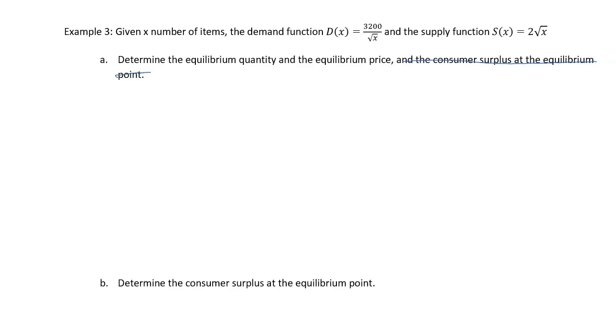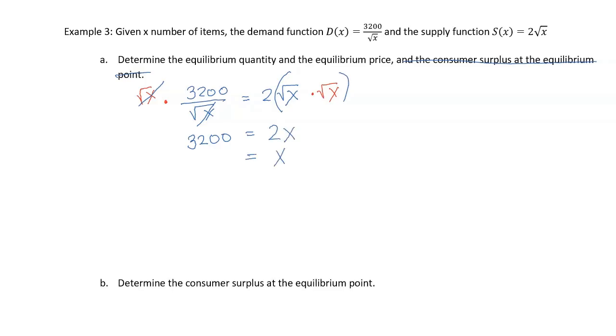I'm going to set the demand function equal to the supply function. Now, initially, this does look a little scary. What we want to do is clear out that fraction in the denominator. And actually, if we multiply the left side by square root of X, that means we also have to multiply the right side by square root of X. These will divide out. On the left-hand side, I have 3,200. And then on the right side, when I multiply square root of X times square root of X, I get 2X.